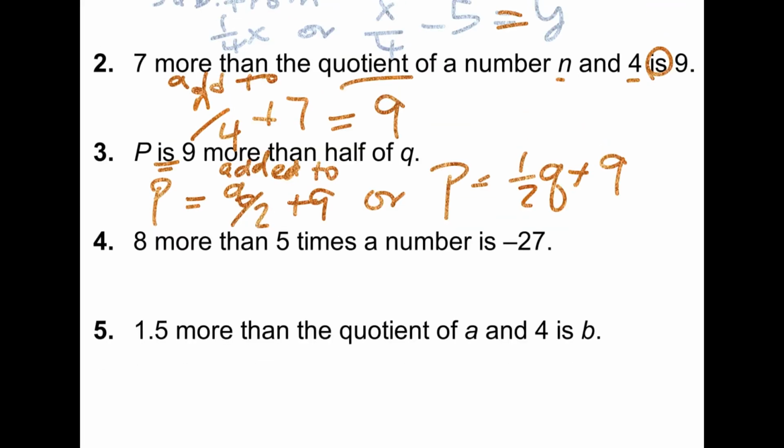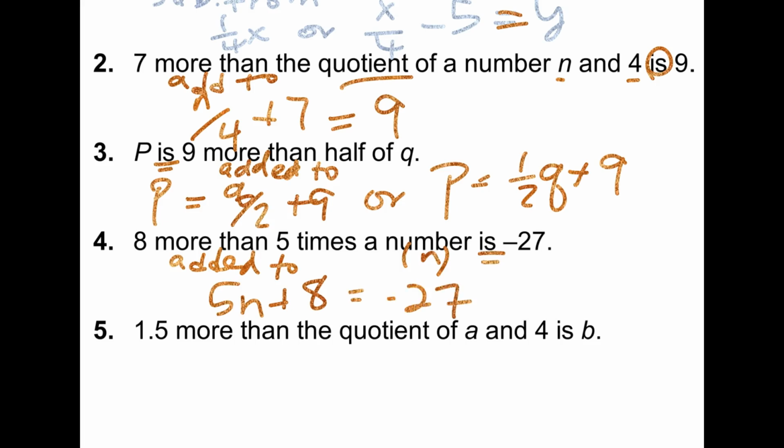Number 4. 8 more than 5 times a number is negative 27. 8 more than, 8 added to 5 times a number is negative 27. So 8 is being added on to what? What is 8 being added on to? 5 times a number. Do we know what that number is? That number has to be n or x. 5 times a number is negative 27. Well, will you look at there, look at there, look at there.